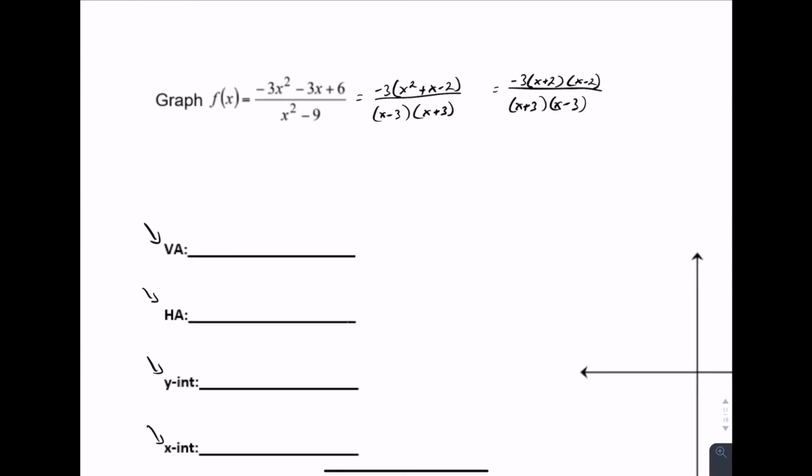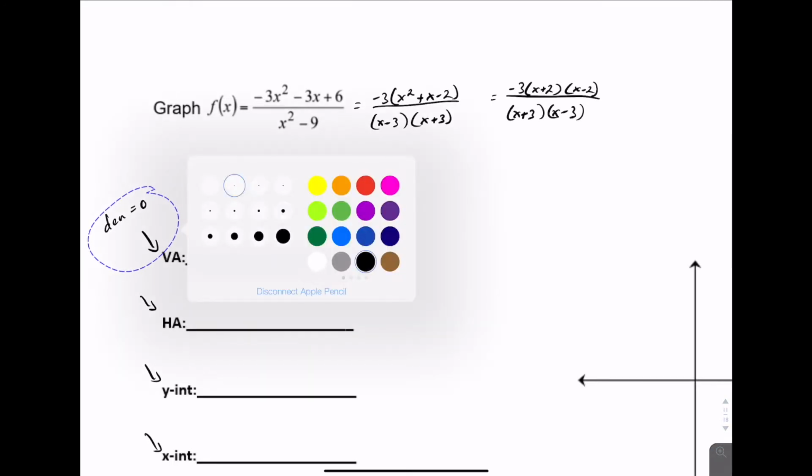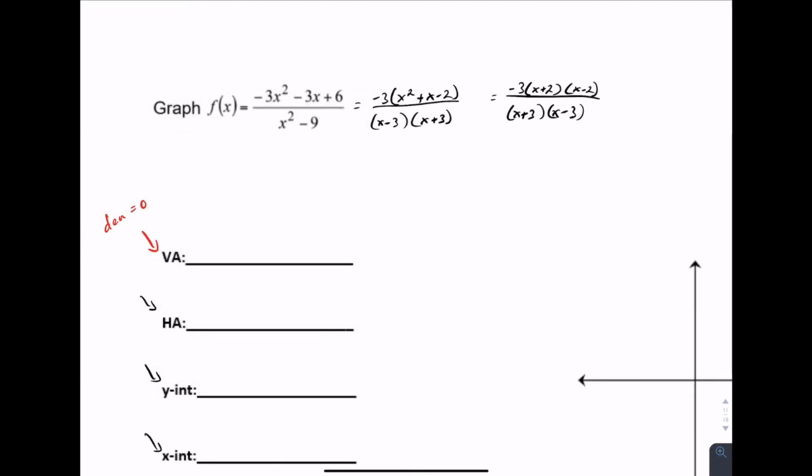Now, for the vertical asymptote, set the denominator equal to 0 and solve. So just set the bottom equal to 0. And you know what? I'm going to do everything in different colors so you all can see what I'm doing. The vertical asymptote will be in red. So set denominator equal to 0 and solve. x plus 3 equals 0, x minus 3 equals 0. So now we know that our vertical asymptotes are x equals -3 and x equals 3. Okay, done.